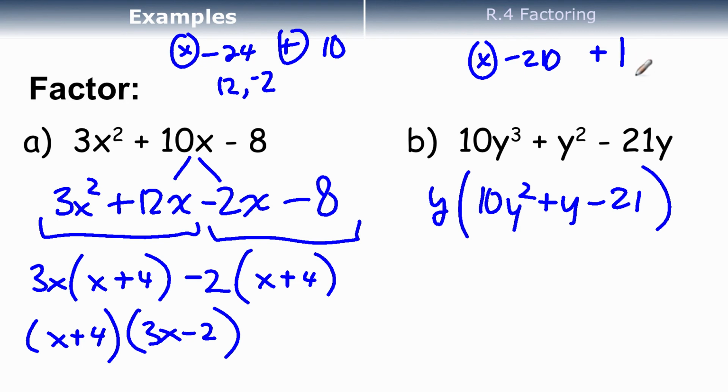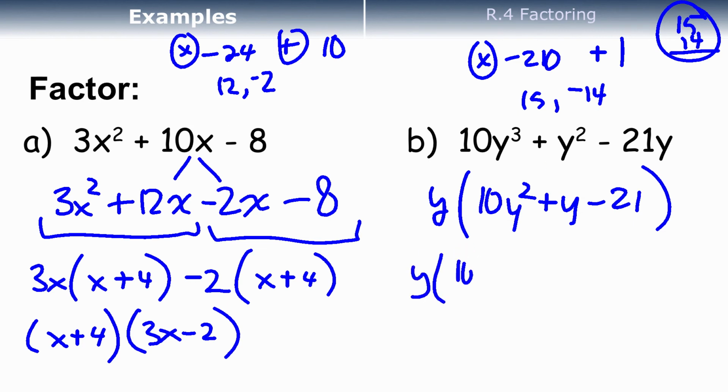15 times 16? No. 15 times 14. 15 times 14. What's that? 225 minus, yeah, that's right. 15 times 14. So it would be a positive 15 and a negative 14. So I'm going to replace that with those two. So I have a y, and then 10y squared plus 15y minus 14y minus 21.